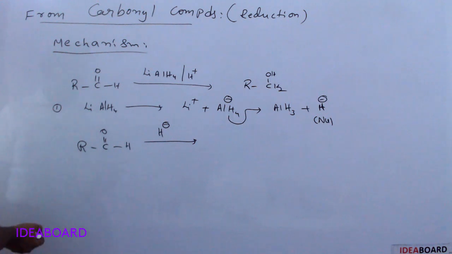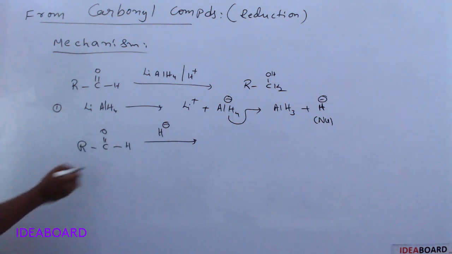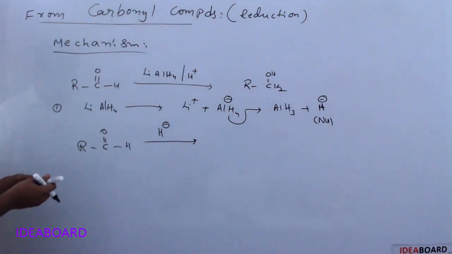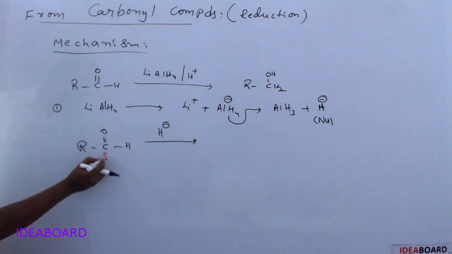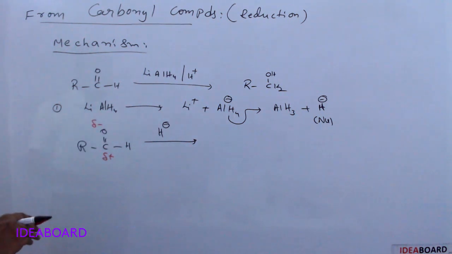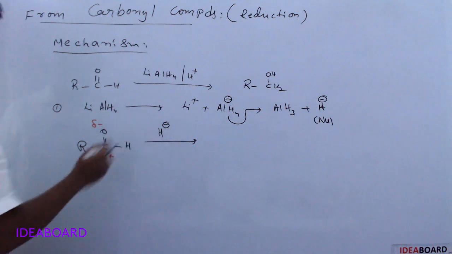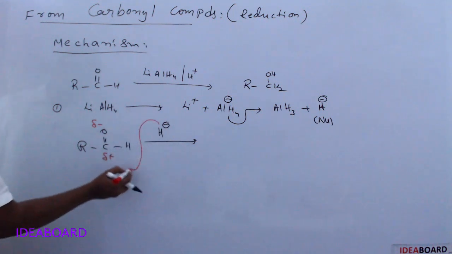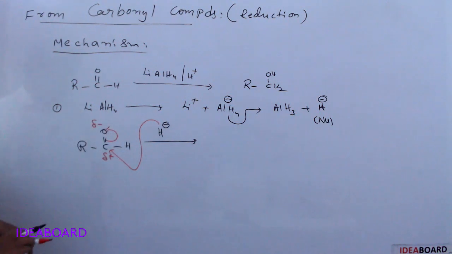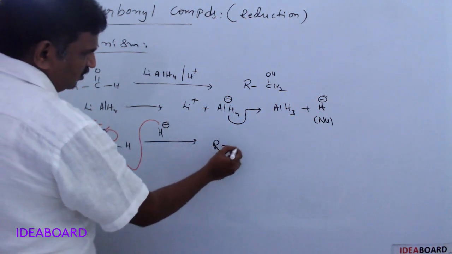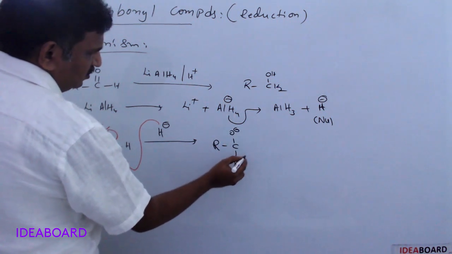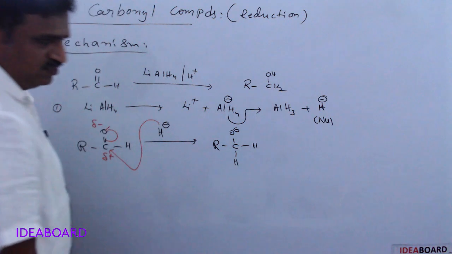The carbon-oxygen bond has a partial positive charge on carbon and a partial negative charge on oxygen. Then H minus attacks the carbon atom, and the pair of electrons shifts onto the oxygen. So what is formed here is O minus, and here H is added, here H is added.